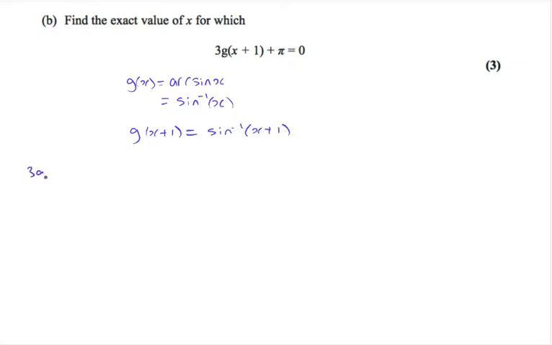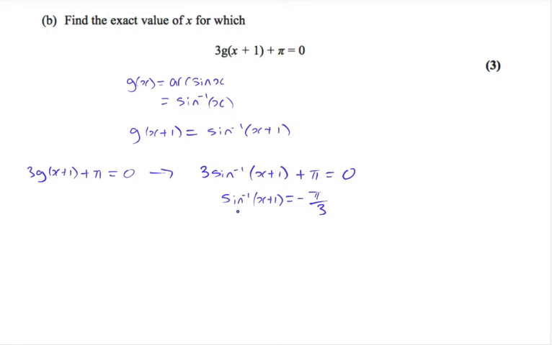So 3 g of x plus 1 plus pi equals 0 becomes 3 sin to the minus 1 of x plus 1 plus pi equals 0. We can move pi to the other side by taking it away and dividing by the 3 to get sin to the minus 1 of x plus 1 equals minus pi over 3.